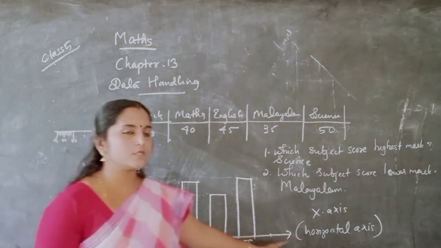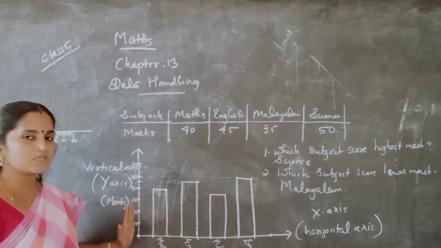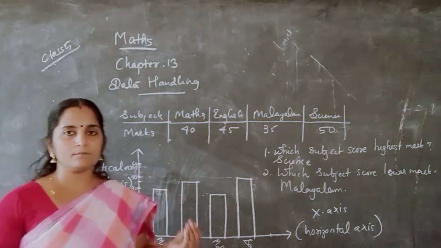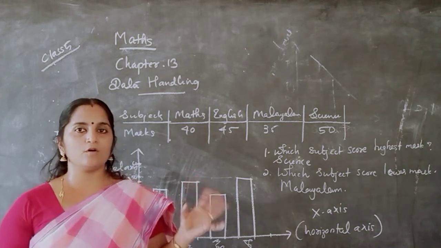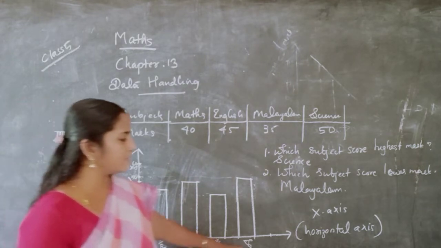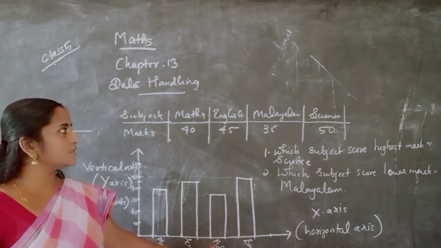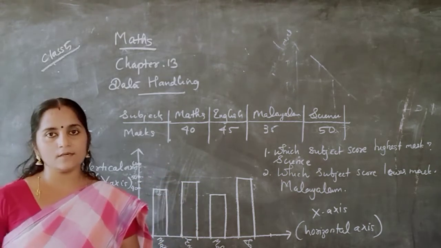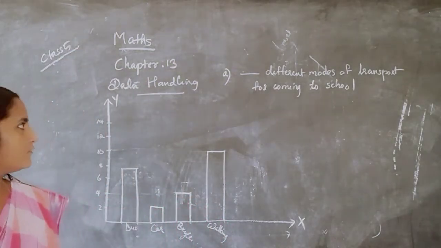Similarly, on the horizontal axis we write the names, and on the vertical axis we write the numbers, whether it may be the number of students or marks, or weight or height, whatever it may be. Hope you understood this bar graph, and in this way we draw the bar graph. All of you draw this in your notebook. Okay. Next, a question from your text.